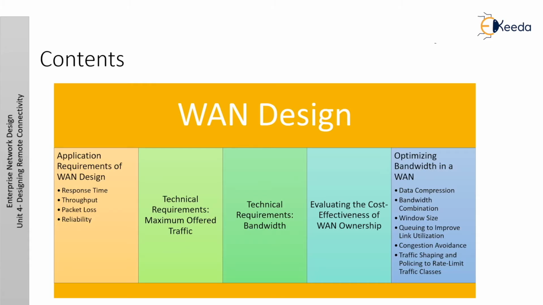In this lecture, we will discuss WAN design, which includes application requirement of WAN design, where we will discuss response time, throughput, packet loss, and reliability. Technical requirement with respect to maximum offered traffic, technical requirement with respect to bandwidth, evaluating the cost effectiveness of WAN ownership, optimizing bandwidth in a WAN, which includes data compression, bandwidth combination, window size, queuing to improve link utilization, congestion avoidance, traffic shaping, policing to rate limit traffic classes.